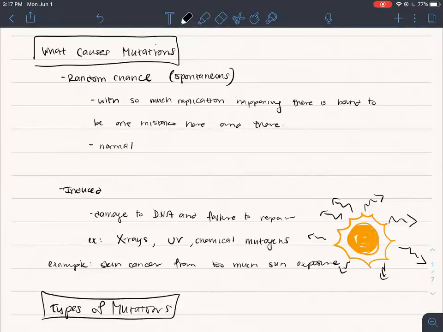An example that you could pull from real life is probably skin cancer from too much sun exposure, because the sun has lots of UV rays, and if we don't wear sunscreen, we get exposed to the UV rays, and that could cause genetic mutation.